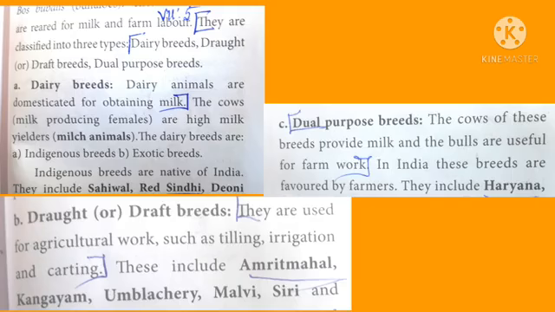Third, dual purpose breeds: first three lines, till useful for farm work. Next, mark one example: Haryana. Marked. First, dairy breeds: two lines and an example. Next, draught breeds: 3 lines and an example. Then dual purpose breeds: 3 lines and an example. So that's all. Children, you read it and learn it.